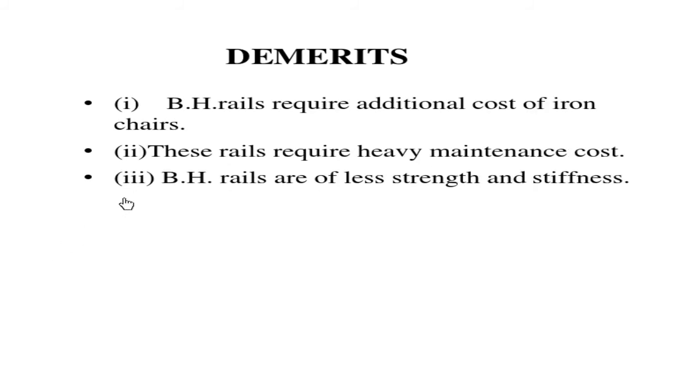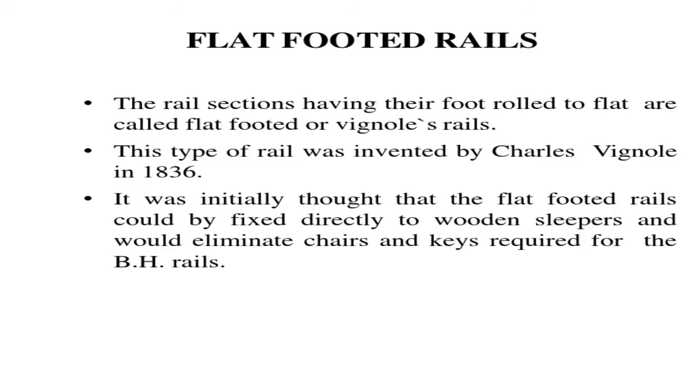Now coming to the demerits, bull-headed rail requires additional cost of iron chair. It requires heavy maintenance cost, and it is of lesser strength and stiffness. Okay, so this is all about the bull-headed rail. Next comes the flat-footed rail.